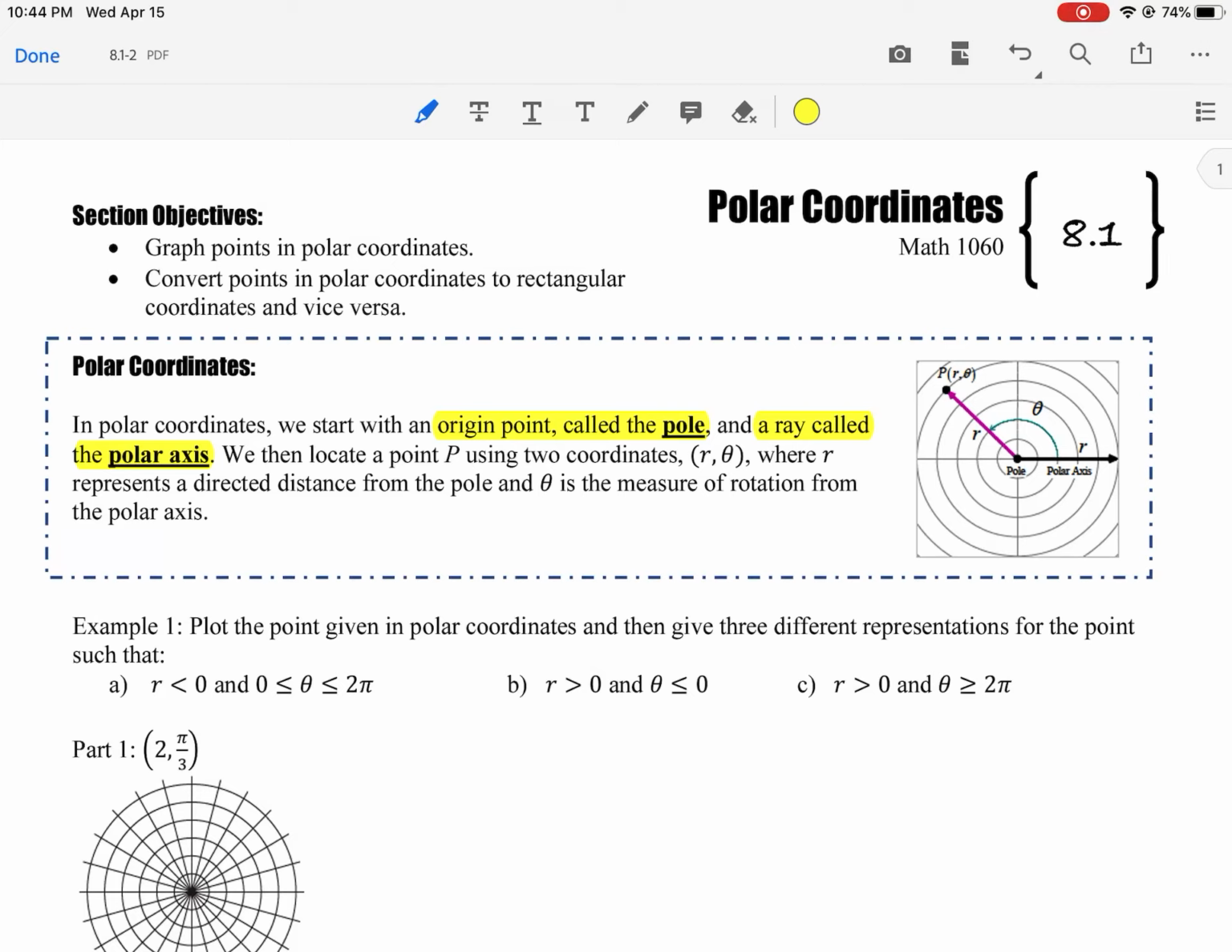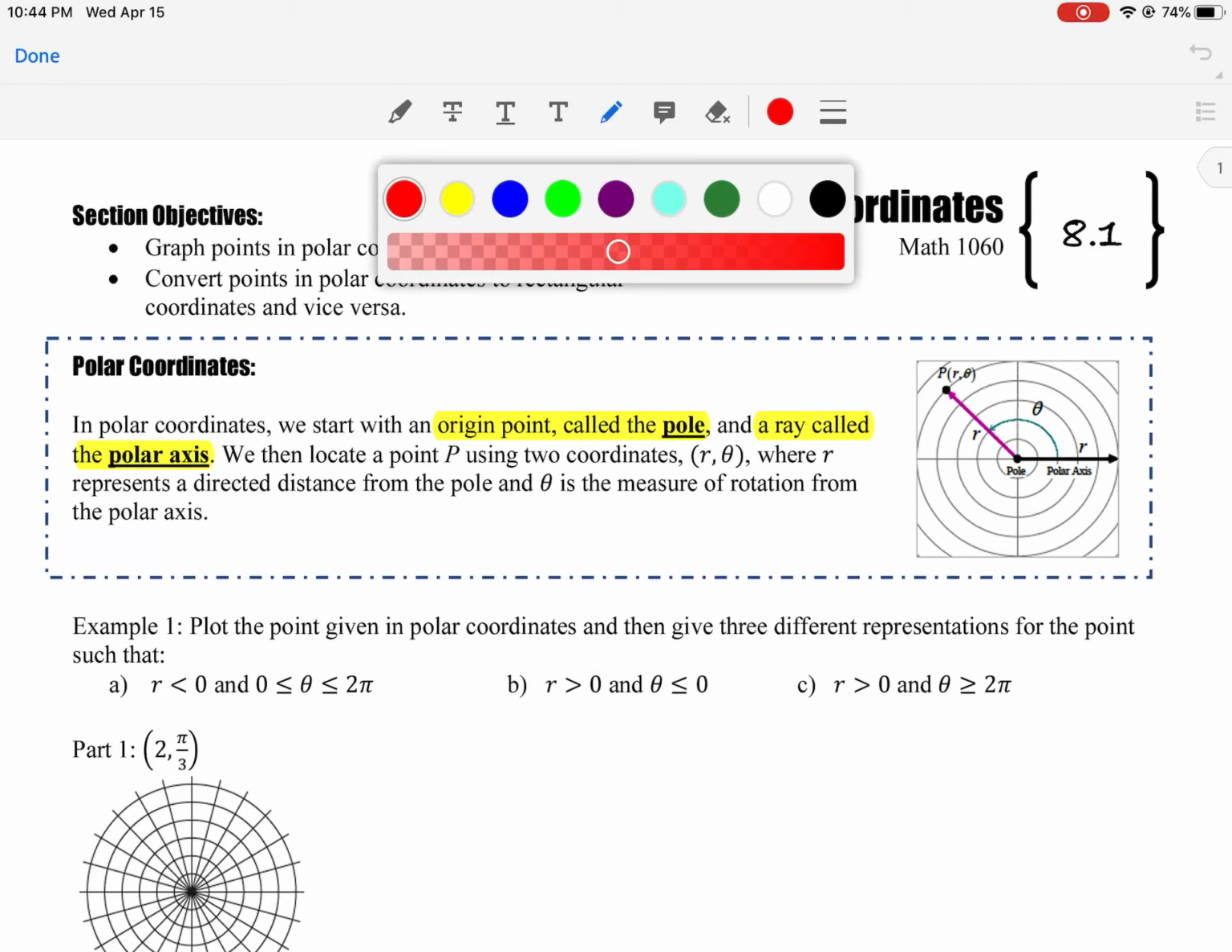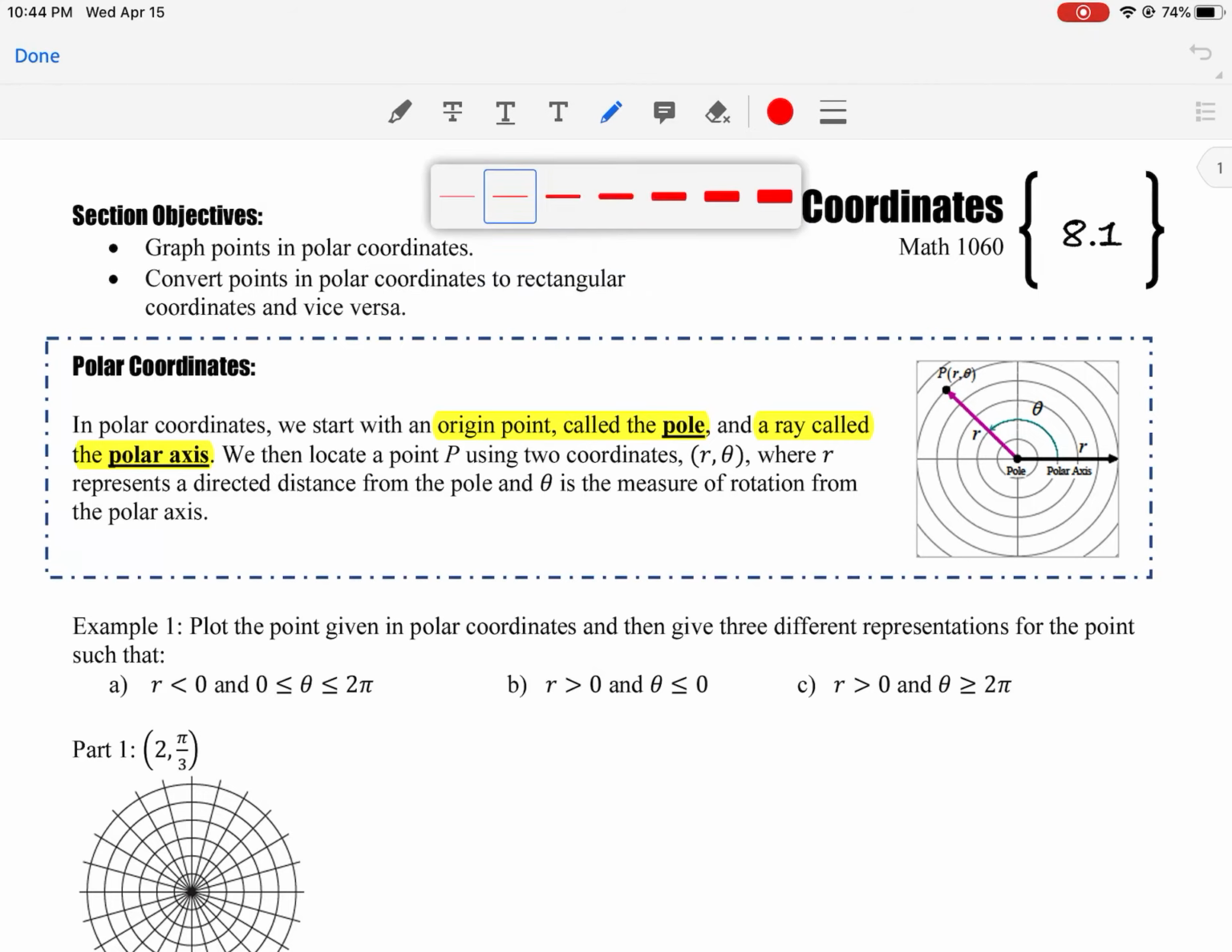When we locate a point P using two coordinates, we're now going to do what you see here. And rather than x and y, we're going to have a radius and some theta. So r is a directional distance from the pole and theta is a measure of rotation from the polar axis. And think about how when it's positive, it's going counterclockwise, right? When it's negative, it's going clockwise, just like when we're graphing.